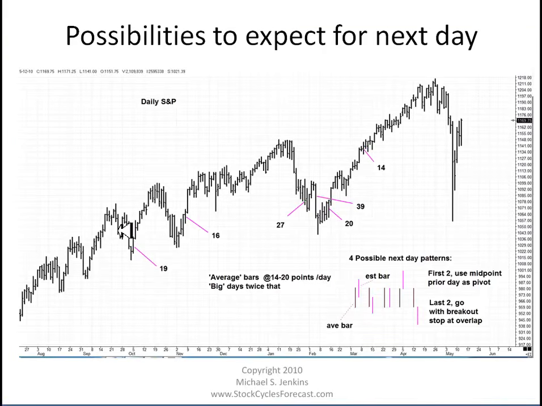So we spot check a couple of bars. The width from high to low in this bar was 19 points. Here's a smaller one for 16. Here's a relatively bigger one, 27 points. Here's 20 points. Here's a really big one, 39 points. Here's 4.